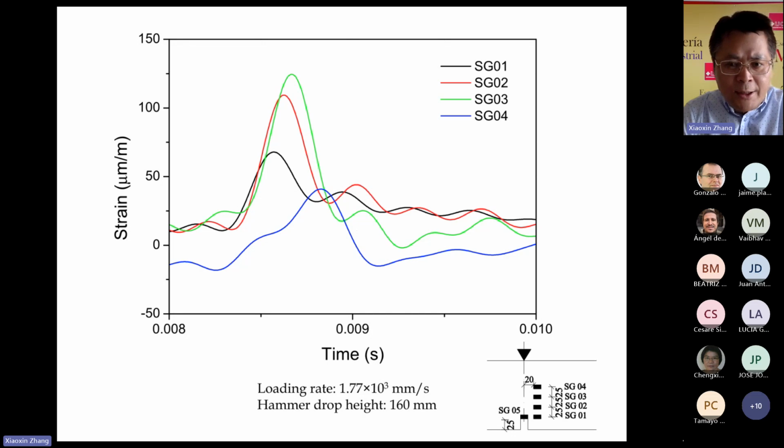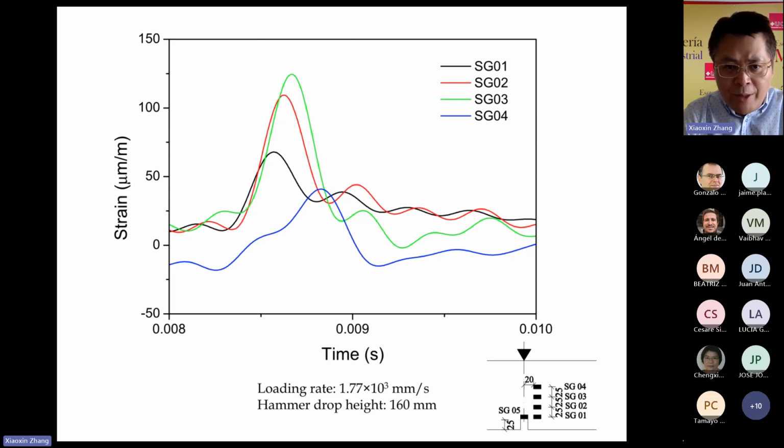So this slide shows, under impact loading conditions, the signals from strain gauge 1, strain gauge 2, strain gauge 3, and strain gauge 4. The colors are black, red, green, and also blue. The loading rate is 1.77 meters per second, with a hammer drop height of 160 millimeters. We know the distance between the strain gauges is 25 millimeters.